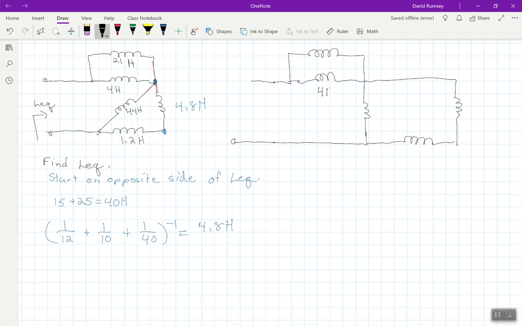So this was 4 henries. This is 21 henries. This was 44 henries. And this is 1.2 henry. And this is 4.8 henry.